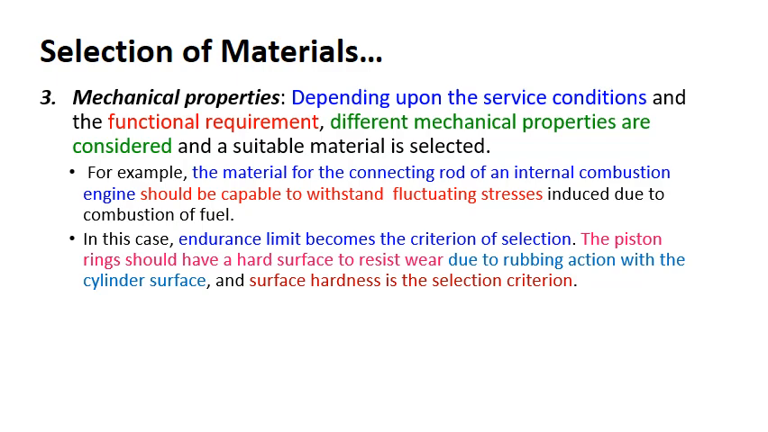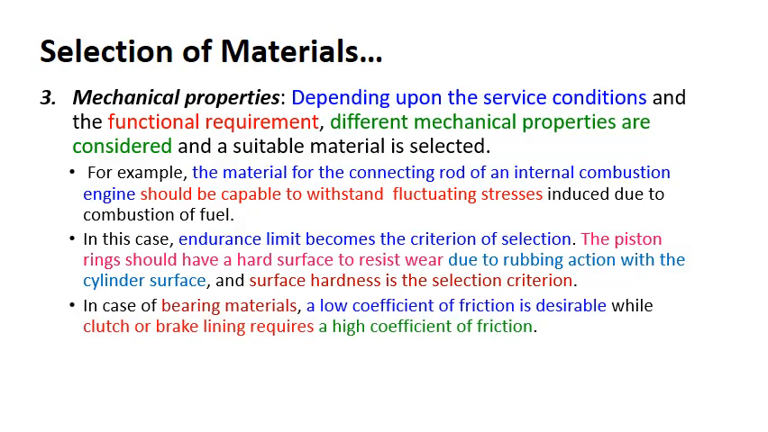Similarly, the piston will have rings, right, which will move on the inner surface of the cylinder. As a consequence, it must not wear, right? Otherwise, what will happen if it wears? The combustion products will escape out of the cylinder. Then your connecting rod may not move back and forth. So what is the property that governs the selection here? That is hardness. Similarly, bearing materials, right, which must allow smooth relative movement. Hence the selection criterion is low coefficient of friction.